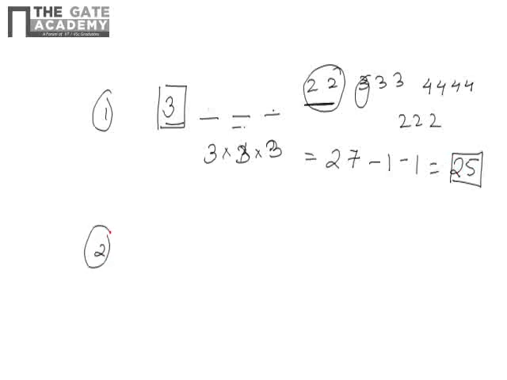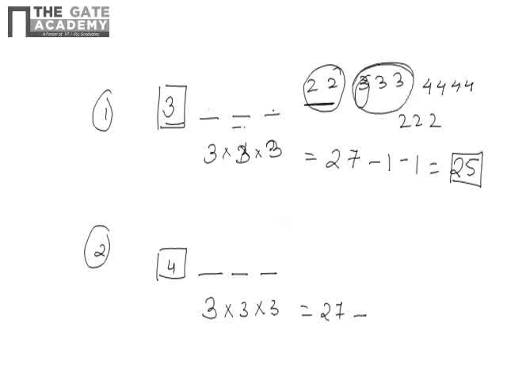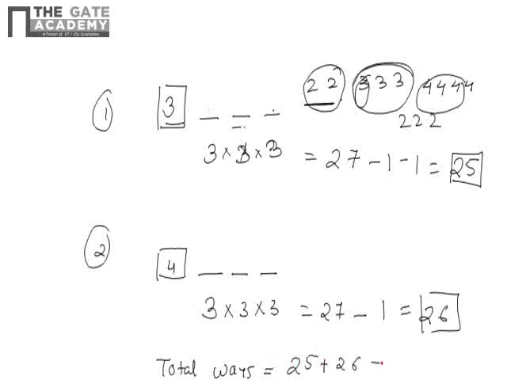In the second case, where I'm starting with 4, there are 3 possibilities, 3 places. Again 3 into 3 into 3 is equal to 27. But here I can use 3 3 3, these 4, but I cannot use 2 2 2 over here. So I have to subtract, that is 26. So total ways is equal to 25 plus 26, that is 51.